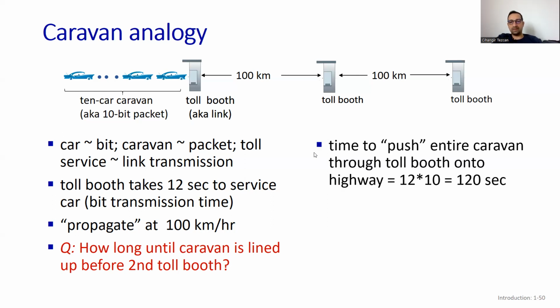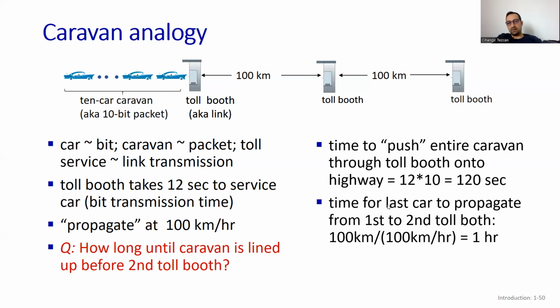In this example, the time to push the entire caravan through the toll booth onto the highway is 12 seconds times 10, because there are 10 cars and processing takes 12 seconds. So after 2 minutes, 120 seconds, the last car will leave this toll booth. But the time for the last car to propagate from the first to the second toll booth: all of the cars travel at 100 kilometers per hour, and this distance is 100 kilometers, so it will take 1 hour. So this propagation delay is 1 hour, and this part is 2 minutes. In total, it will take 62 minutes for all of the 10 cars to leave this toll booth and reach here.